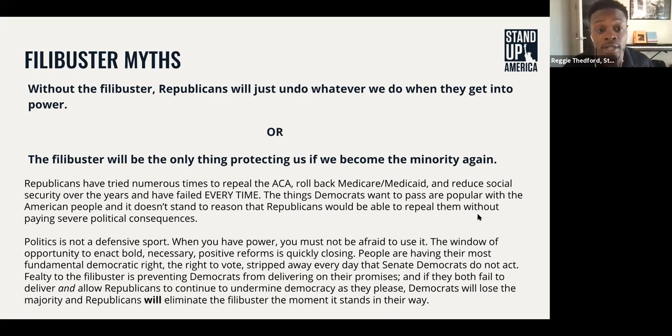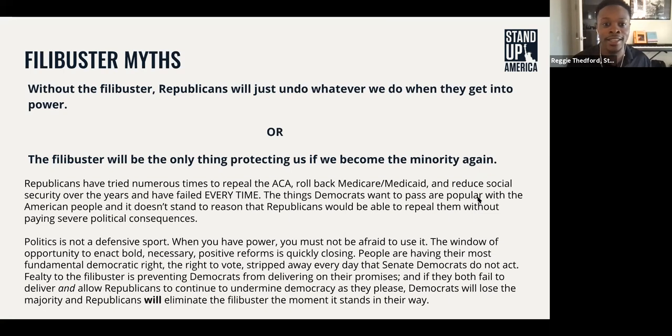Fealty to the filibuster is preventing Democrats from delivering on their promises. And if they fail to deliver and allow Republicans to continue to undermine democracy as they please, Democrats will lose the majority and Republicans will eliminate the filibuster the moment it stands in their way.